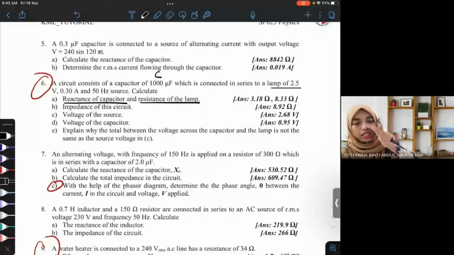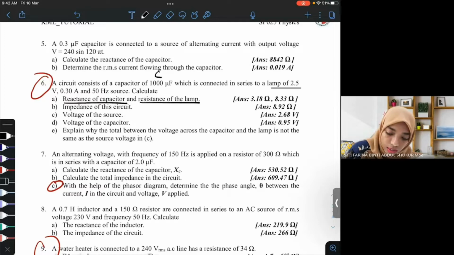Okay, selalunya kalau dia kata dalam sesuatu circuit itu kita ada bulb ataupun lamp, dalam bulb atau lamp ini kita akan ada resistance. Resistance memang akan present. So this lamp yang mempunyai V sebanyak 2.5 ini adalah voltage across that lamp sahaja, bukan voltage from the source. Dia adalah voltage across the resistance lah basically, sebab of the lamp.